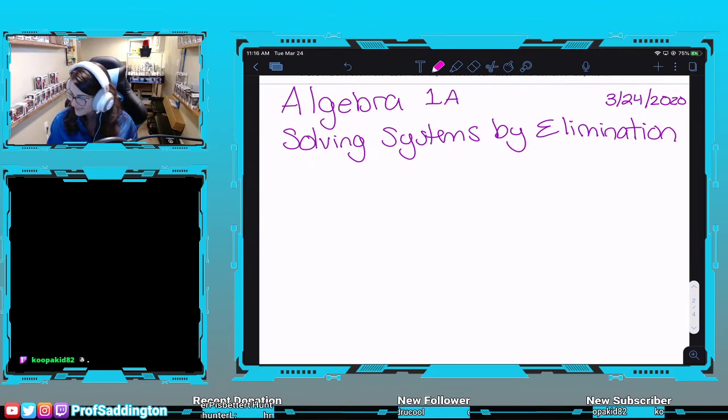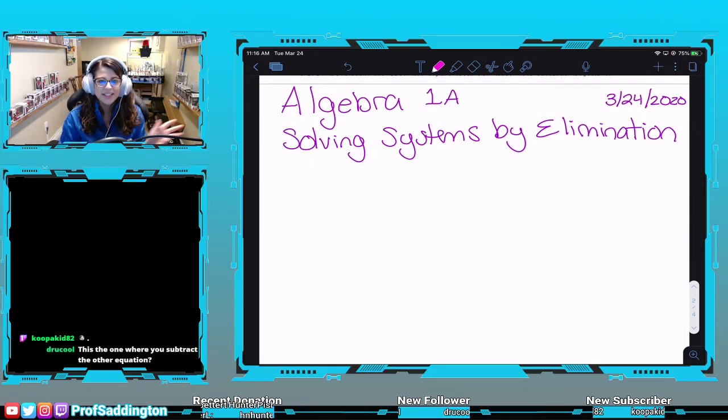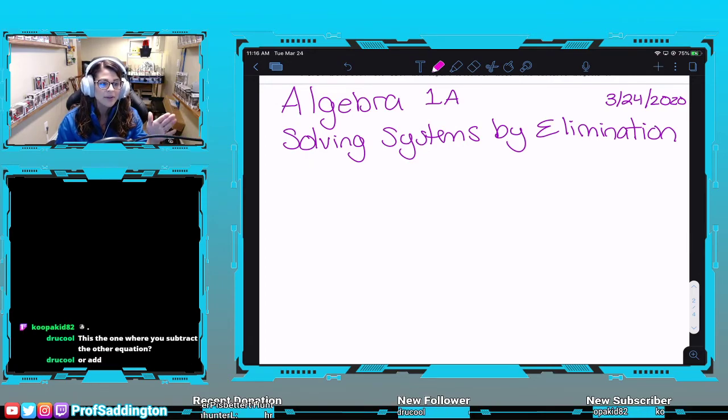So, elimination is just like you would think it would be. It's taking a variable and physically eliminating it, getting rid of it. This is the one where you subtract the other equation or add. Yes, it is like we're combining them.